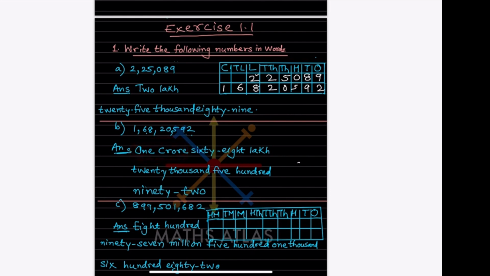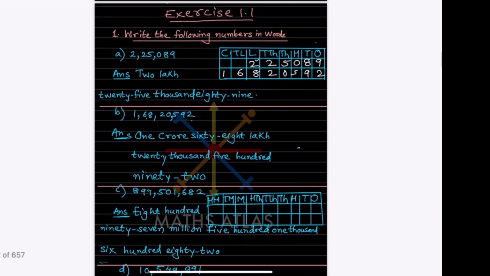Then again what are you going to see here? This is the 68, both are lakhs, right? So you will write here 68 lakhs. Now let us look at the thousands. Now this is 20,000 and here what remains is 592. So 1 crore, 68 lakhs, 20,000, 592. Hope that is clear. So this was something about the crores and these 2 examples.